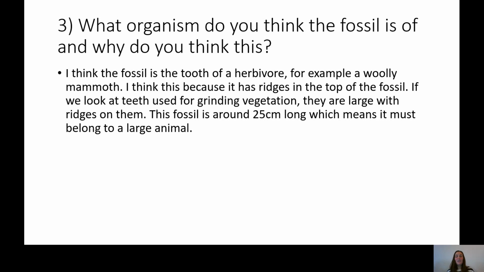Okay, so it's whatever you think your fossil is. But you need to say what organism it is. So it could be an animal or it could be a plant. And you need to say, why do you think this? So you need to give a detailed explanation of why you think this.